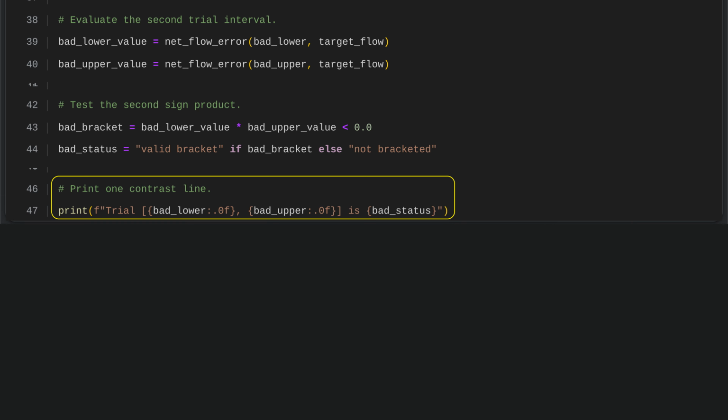The code prints a short summary of a second trial interval, showing its lower and upper bounds as whole numbers, and reporting whether it forms a valid bracket. That status is based on whether the function values at the two bounds have opposite signs, which indicates that a root lies between them.